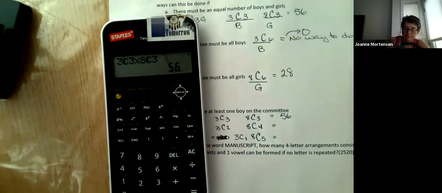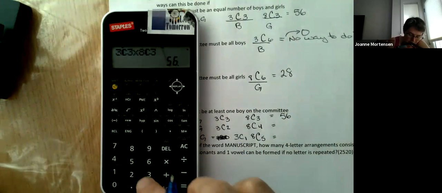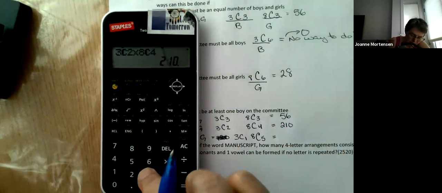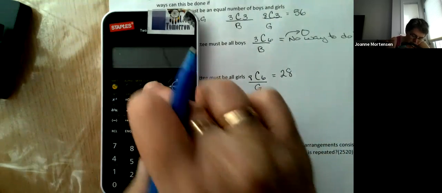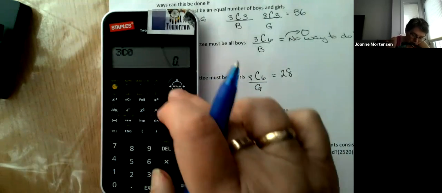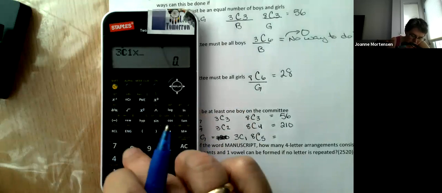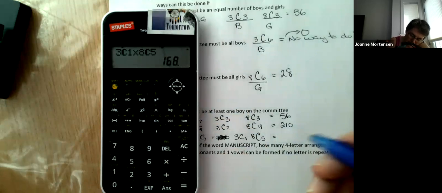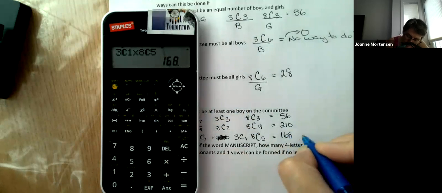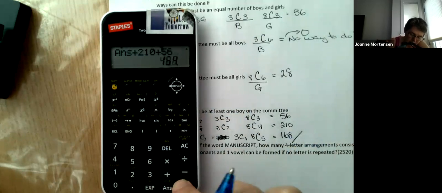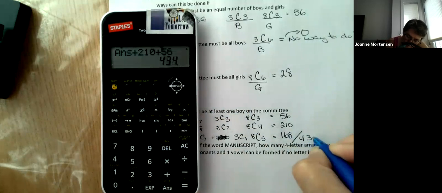Which is 56, which is exactly what we got up there. And we got 3 choose 2 times 8 choose 4, 210. And we go 3 choose 1, oopsies, 3 choose 1 times 8 choose 5, 160. Now if we total that up, I get 434.